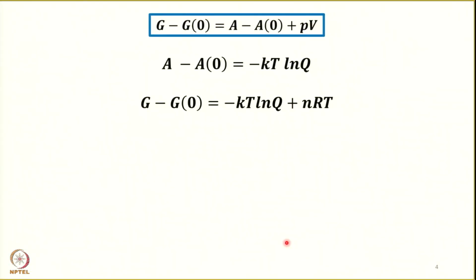Now, as I said, A and G are very useful thermodynamic quantities, because not only do delta A and delta G give information about maximum work or non-pressure-volume maximum work available from the system, but the changes in A and the changes in G can give you a lot of information. For example, let us have a short discussion.